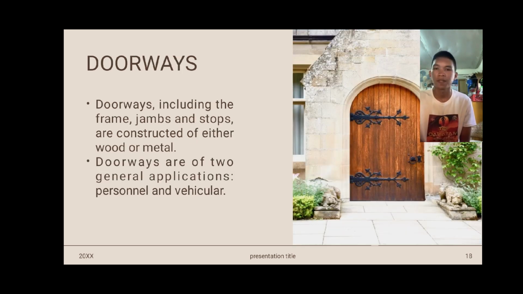Next slide. Doorways, including frames and stops, are constructed with either wood or metal. Doorways are of two general applications, personnel and vernacular. Doorways are what you see anywhere when you enter a new house. They can be glass, wood, or sliding.